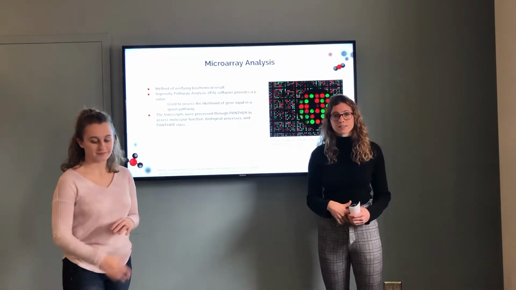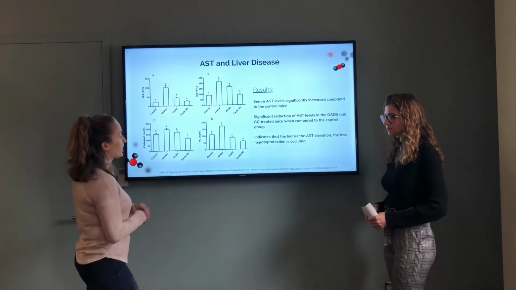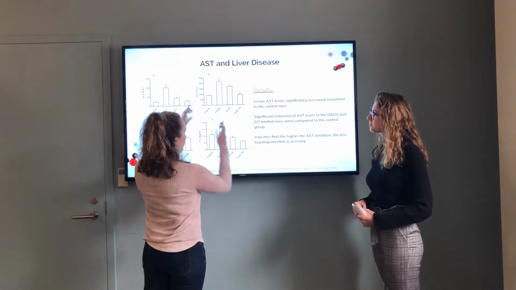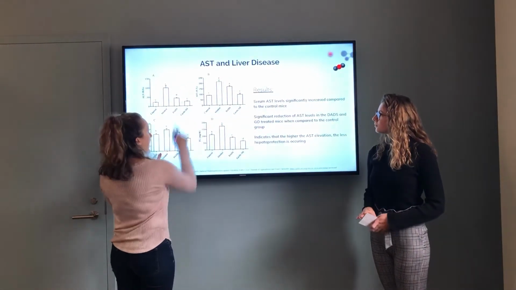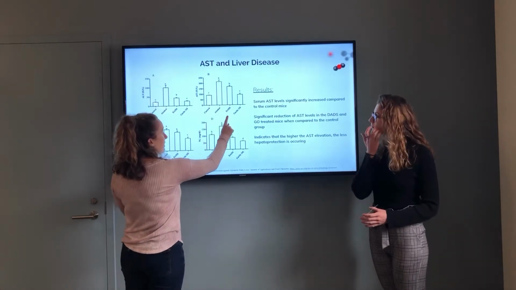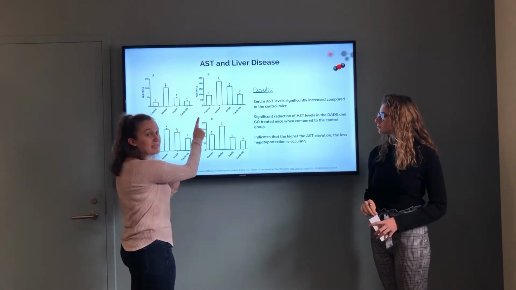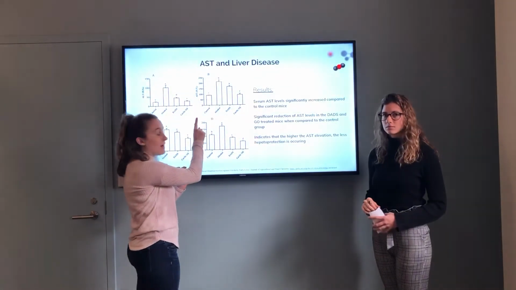So these are the results from our primary literature, and we're going to be focusing on this mini graph up here in this corner. As you can see, on the y-axis we have AST blood serum levels, and down here are the different types of treatment that each mice received. This first column is the control group of mice that did not receive any ethanol diet or any hepatoprotection treatment.